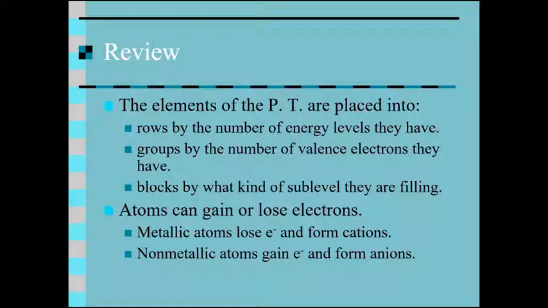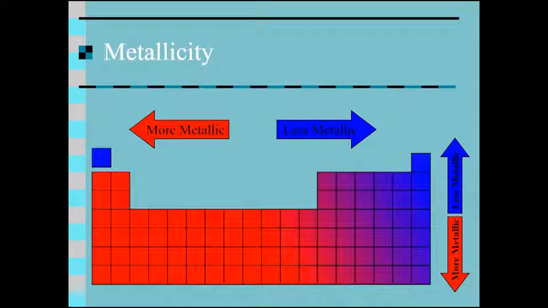Atoms can gain or lose electrons. Metallic atoms lose electrons and form cations, and non-metallic atoms have the property to gain electrons and form anions, and in this way they are called reduced.